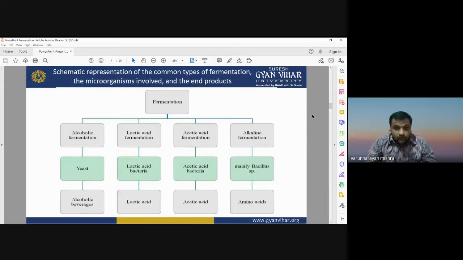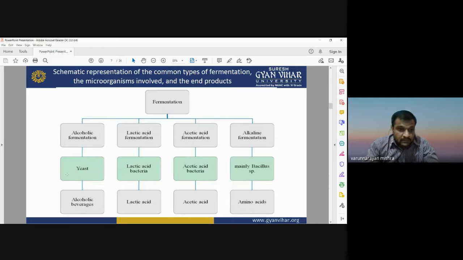different kinds of microorganisms involved in this fermentation process, and what will be the end product, or the byproduct, of the different kinds of fermentation process. So basically, fermentation process is of four types. First one is alcoholic fermentation, lactic acid fermentation, acetic acid fermentation, alkaline fermentation. Okay, and these are the microorganisms involved in the process.